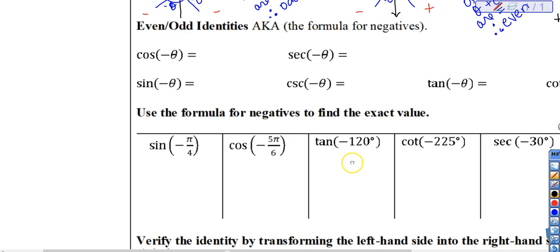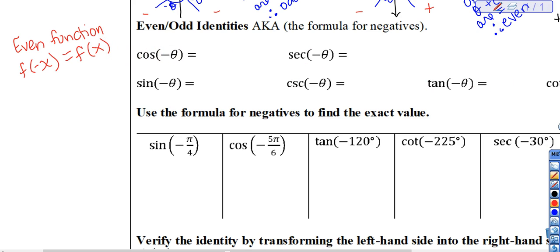Okay, let's talk about the even and odd identities. Recall I had you write these down, and I'm doing this for the people that weren't here. The definition of an even function is this: f of negative x is the same thing as f of positive x. But now we're talking in theta instead of x, right? It's just a different variable.